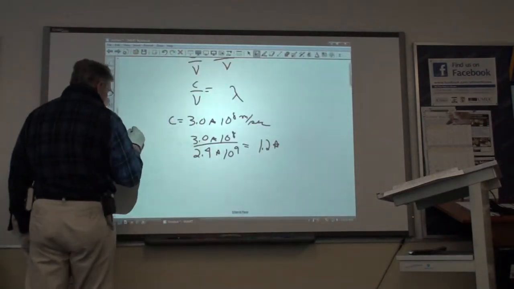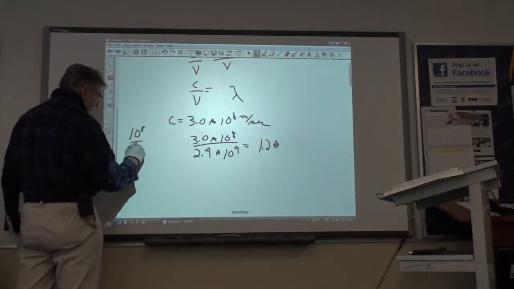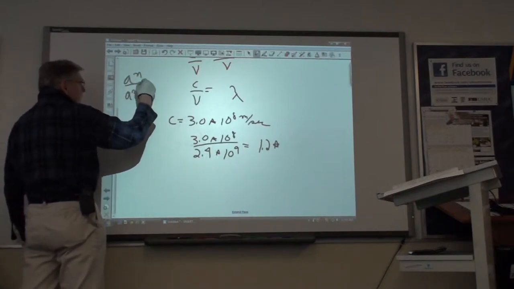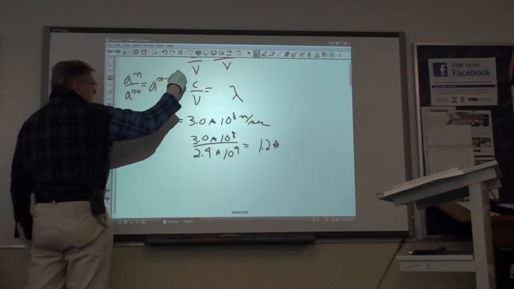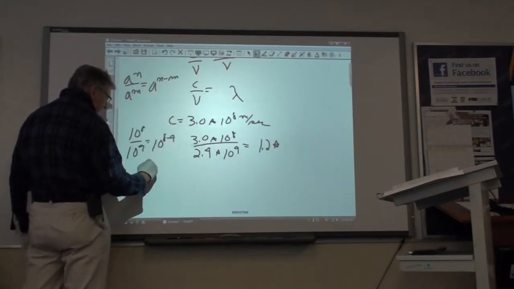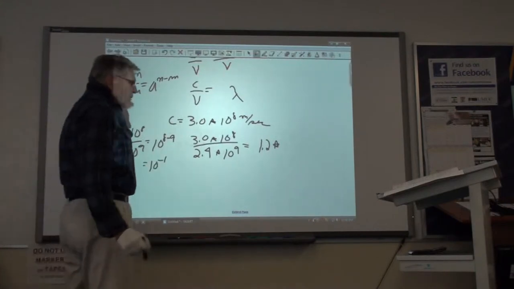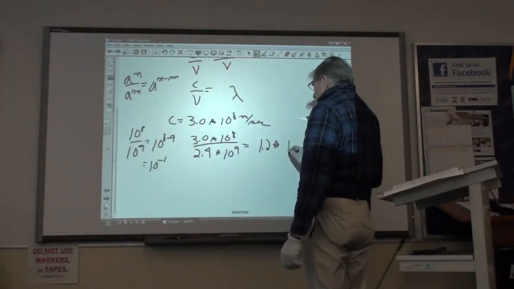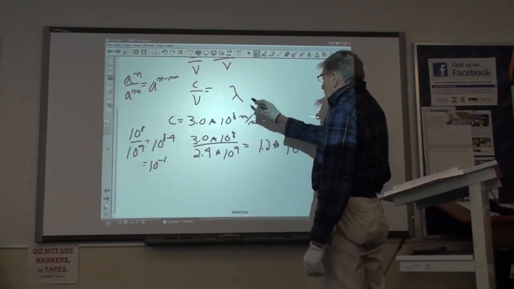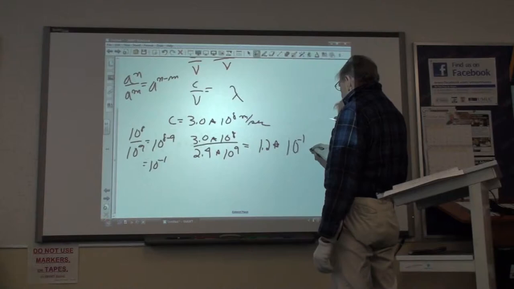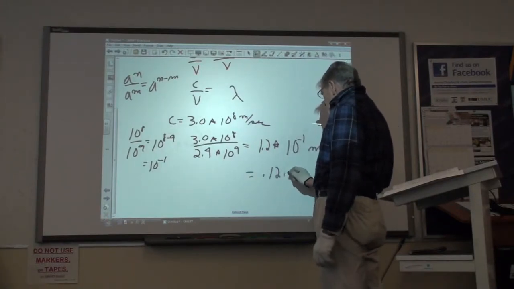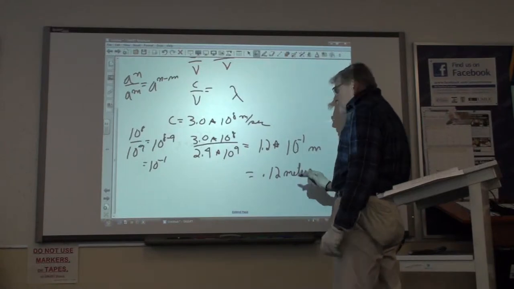Now what about the powers of 10? We have 10 to the 8 over 10 to the 9, and the general rule is that a to the n divided by a to the m is a to the n minus m. So this is equal to 10 to the 8 minus 9 equals 10 to the minus 1. 1.2 times 10 to the minus 1. And what we have here is a wavelength, so this is in meters, and we move the decimal point back one place, and we get 0.12 meters for our answer to the problem.